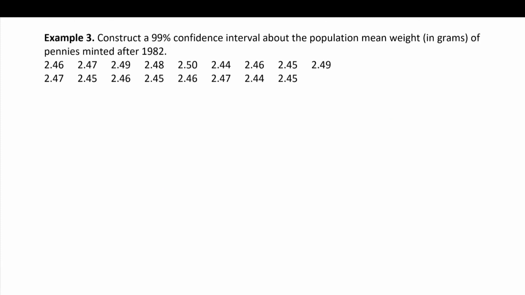Example 3. Construct a 99% confidence interval about the population mean weight in grams of pennies minted after 1982. Okay, so what we have here is a bunch of raw data, these are weights of pennies. And we're looking for a 99% confidence interval for the population mean, that's mu.